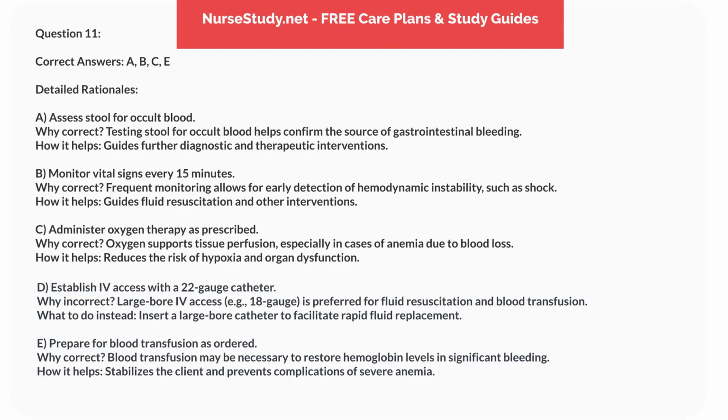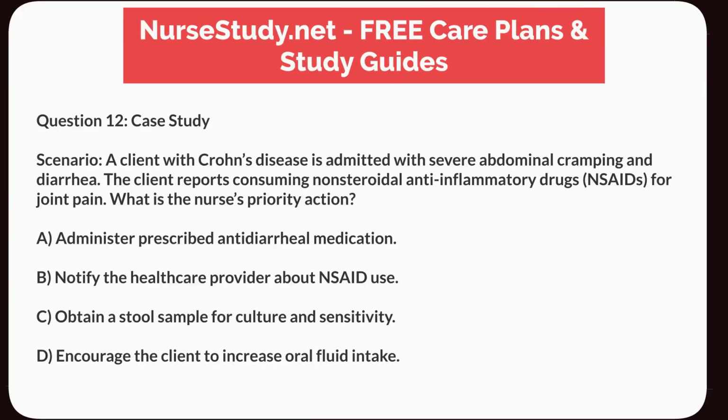E. Prepare for blood transfusion as ordered. Why correct? Blood transfusion may be necessary to restore hemoglobin levels in significant bleeding. How it helps: stabilizes the client and prevents complications of severe anemia. Question 12, Case Study. Scenario: a client with Crohn's disease is admitted with severe abdominal cramping and diarrhea. The client reports consuming nonsteroidal anti-inflammatory drugs, NSAIDs, for joint pain.